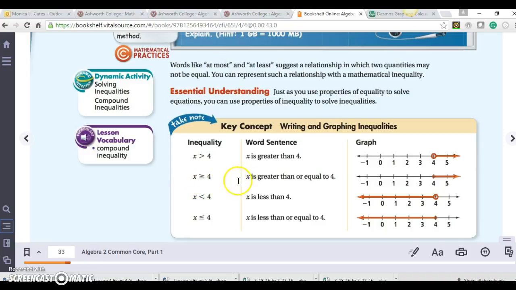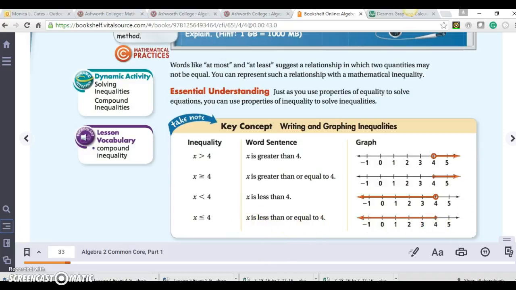Then we have x greater than or equal to 4. And here we have the closed dot. And here we have x is less than 4. So we have the open circle because it's not equal to, and I'm going to the left. And x is less than or equal to 4.